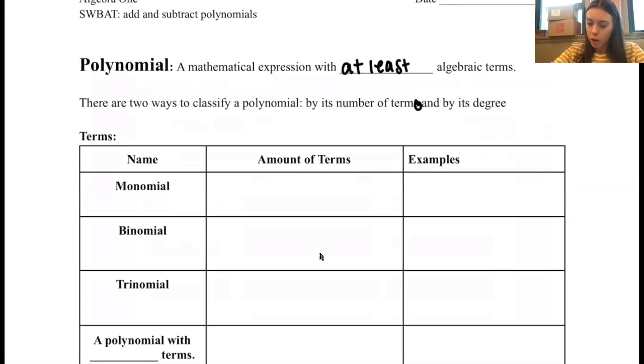At least one algebraic term. So we can erase this S. So there are 2 ways to classify a polynomial: by its number of terms and by its degrees. I think degree is a little bit more popular, but we'll go over both.